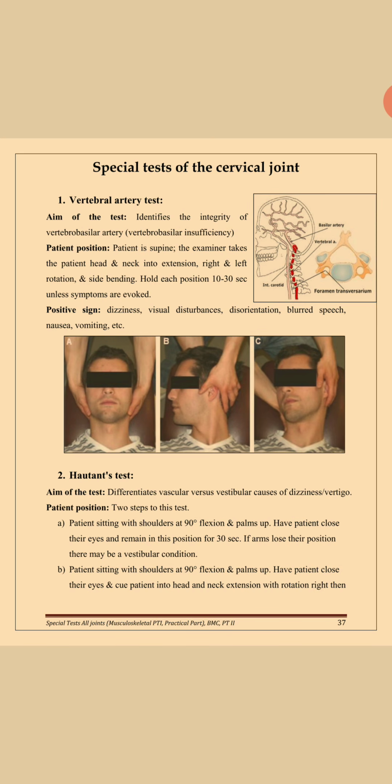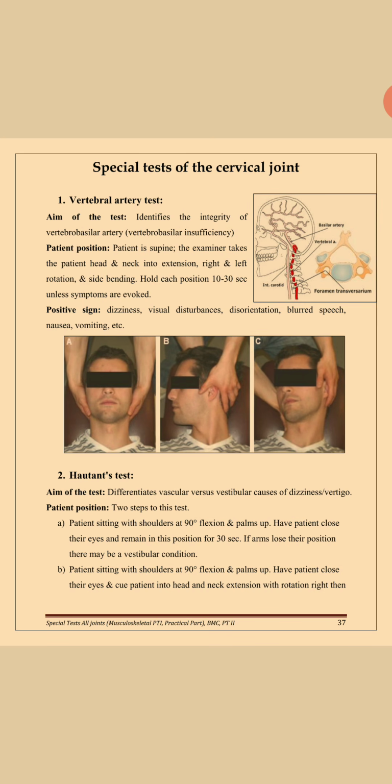Hautant's sign. Aim of the test: differentiates vascular versus vestibular causes of dizziness or vertigo. There are 2 steps to this test. Patient sitting with shoulders at 90 degrees flexion and palms up. Have the patient close their eyes and remain in this position for 30 seconds. If the arms lose their position, there may be a vestibular condition.